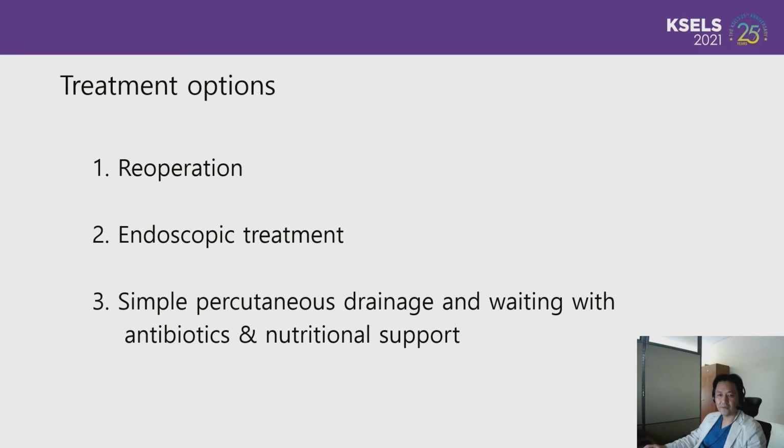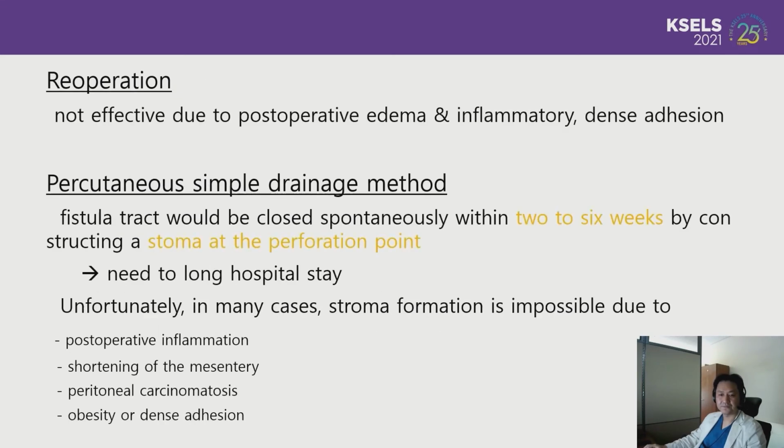Traditionally, treatment options for GI tract leakage can be divided into three categories: first, reoperation; second, endoscopic treatment; and third, simple drainage with antibiotics and nutritional support. However, in many cases, reoperation can be not effective due to postoperative edema, inflammation, and dense adhesion. In the simple drainage method, the fistula tract would be closed spontaneously within 2 or 3 weeks, thus it needs a long hospital stay. Also, unfortunately, in many cases, stoma formation is impossible due to postoperative inflammation, shortening of mesentery, peritoneal carcinomatosis, obesity, or dense adhesion.